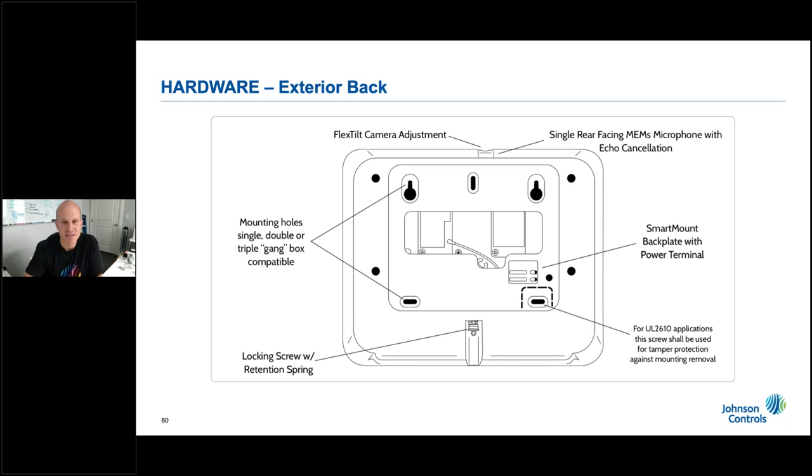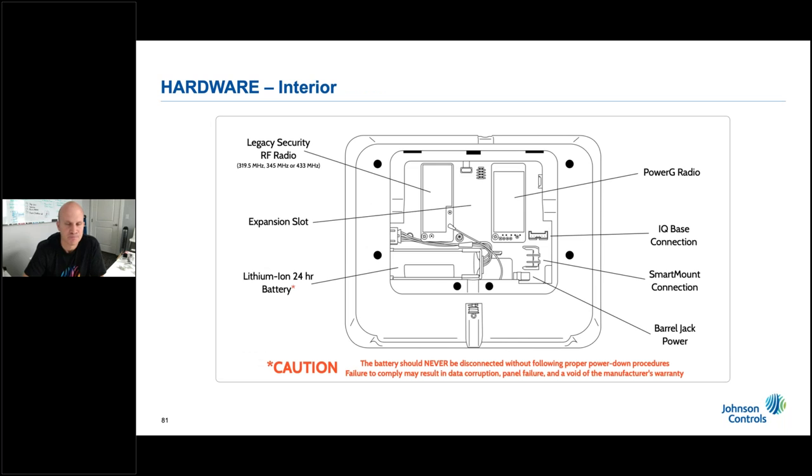If we look inside, this should look pretty familiar to one of our other slides here. You get the legacy radio, the daughter card, the Power G daughter card, the expansion slot. You got the lithium ion battery right here. We significantly changed the battery actually from IQ Panel 2 to IQ Panel 4. This is a new, what we call 18650 cell, and it's much easier to replace.